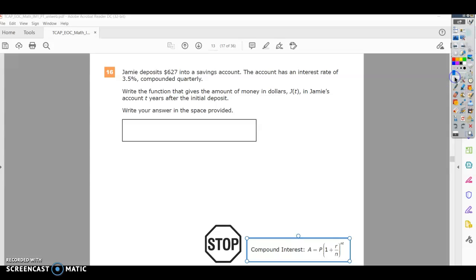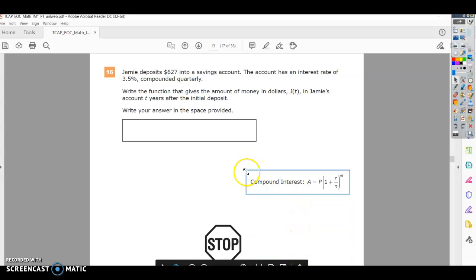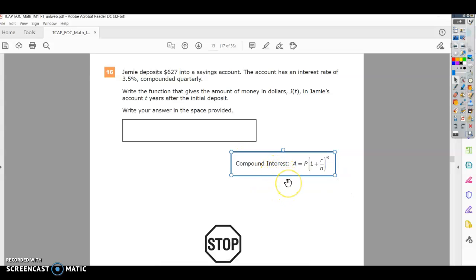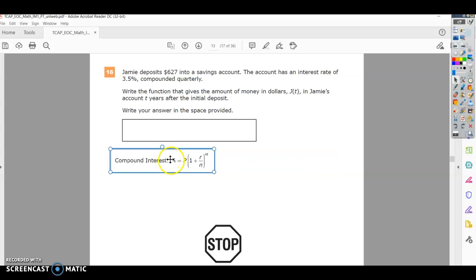All right, so I went ahead and pulled up the formula sheet, and on the formula sheet it gives you the formula, so you don't have to have it memorized. It's not a bad idea to have it memorized, but here's the formula that we have. Okay, so this is compound interest, and that's what we're doing because it says compounded quarterly. All right, so we need to just look at what information we have and plug it into the formula.